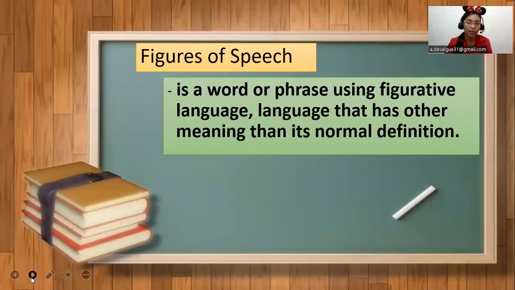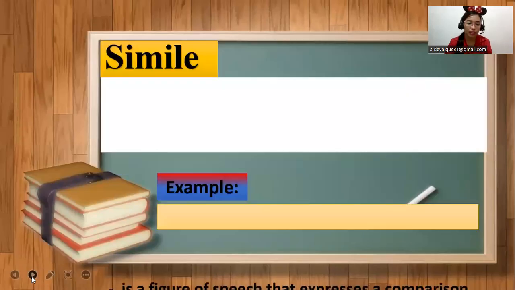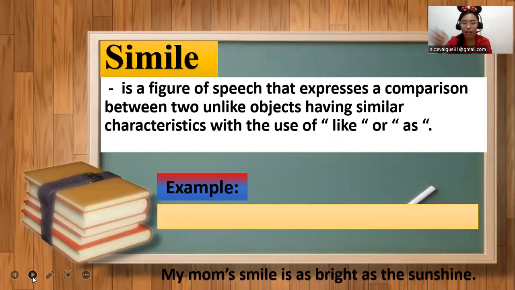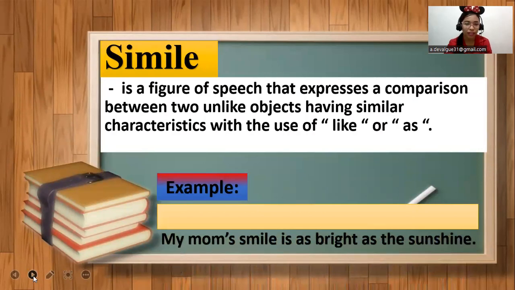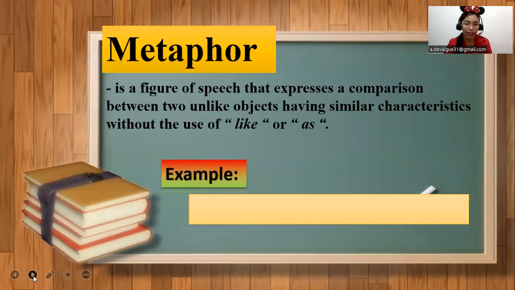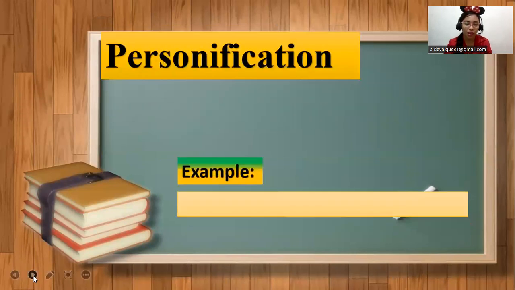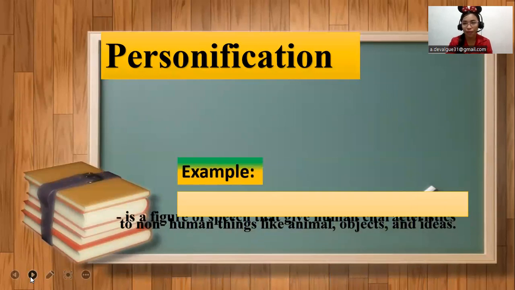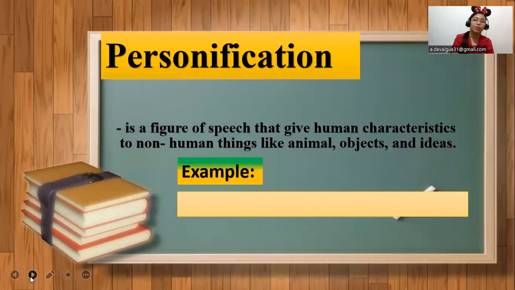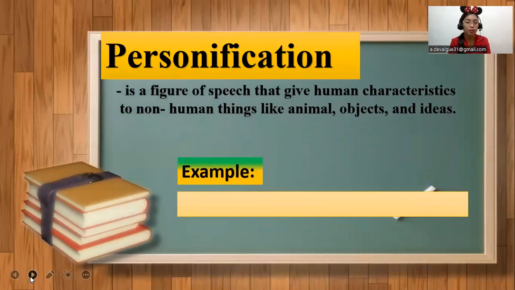So what about you, class? Can you make your sentence here using metaphor? Yes? Okay, very good. So that's right. Now we have the third one, personification. When you say personification, it is a figure of speech that gives human characteristics to non-human things like animals, objects, and ideas. So when you say personification, you give human qualities to non-human things.